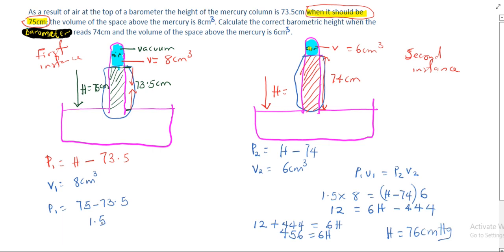So our H equals 76 centimeter of mercury. Let me label mine: 1.5 centimeter mercury. So the atmospheric pressure in this instance, the H, is equal to 76 centimeter mercury. As you can see now, we've gotten the correct barometric height.